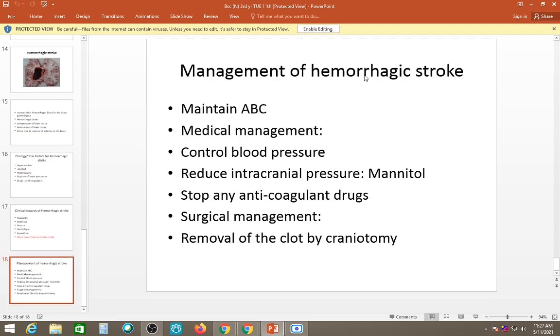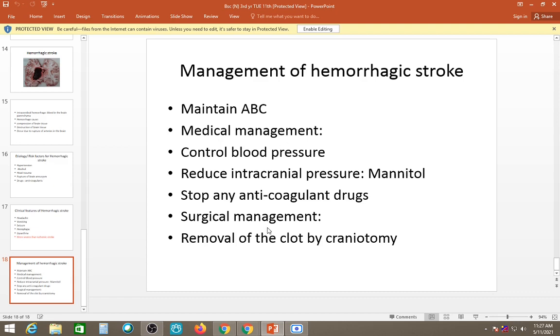How do you manage the hemorrhagic stroke? Again, hemorrhagic stroke is a medical emergency because it happens like a bolt from the blue and it is sudden. The patient will come suddenly with all these features, and then, like all emergency patients, you have to maintain the ABC, airway, breathing, circulation.